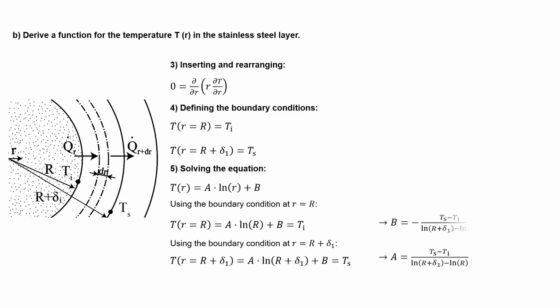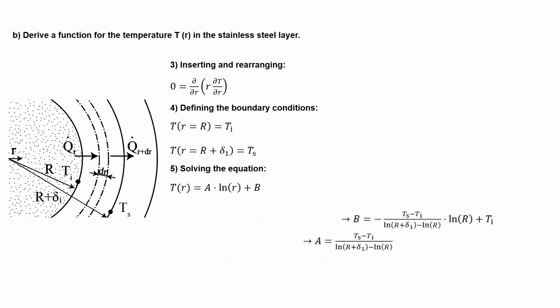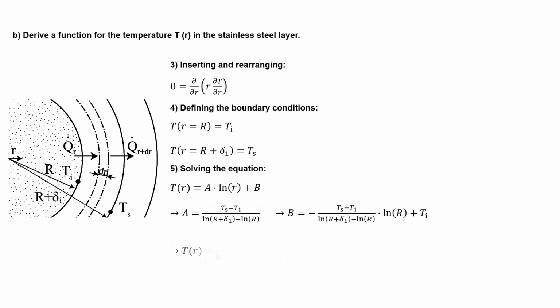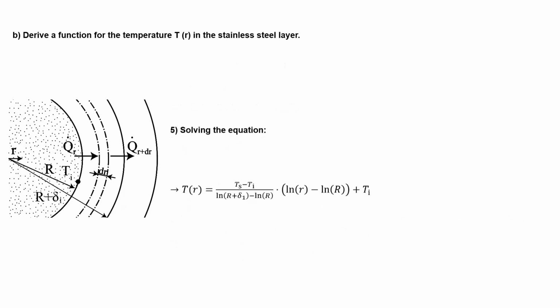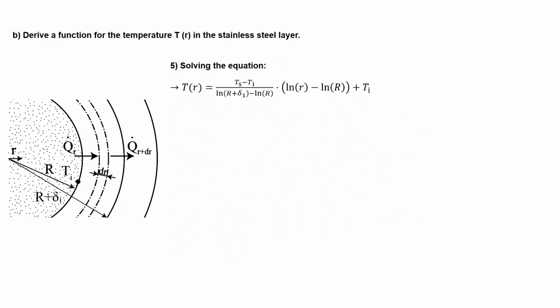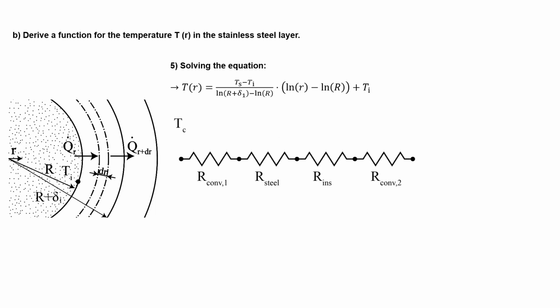And if we do some rewriting, we can find the following two expressions for a and b. If we plug this in, we find the following temperature function. Ts is still unknown, and we should find its number. We're going to do this by setting up an energy balance at the interface between the milk and the stainless steel. So remember this drawing from task A.